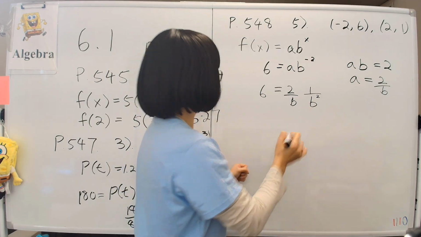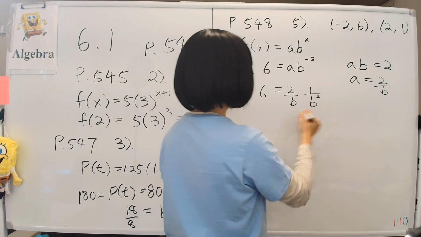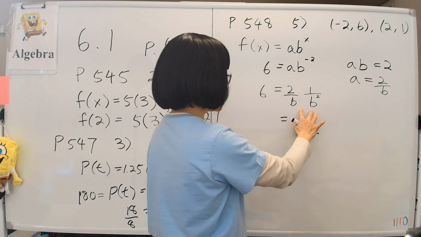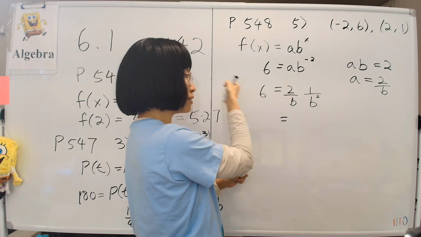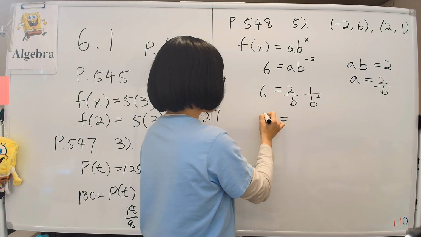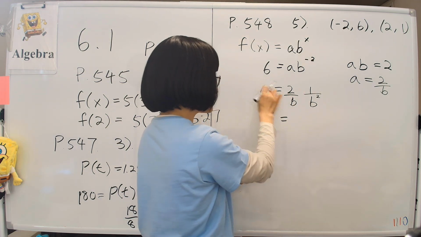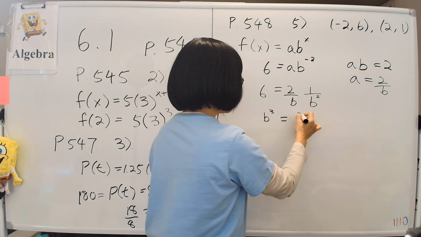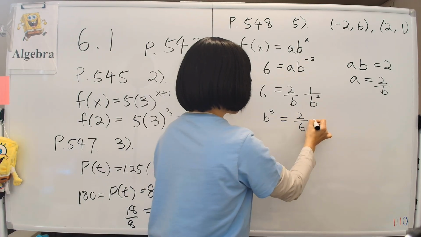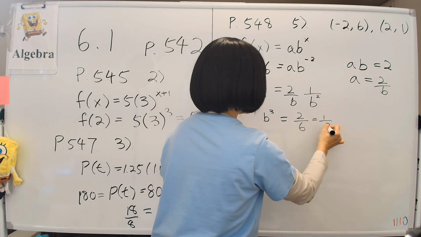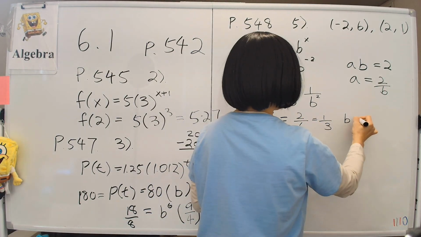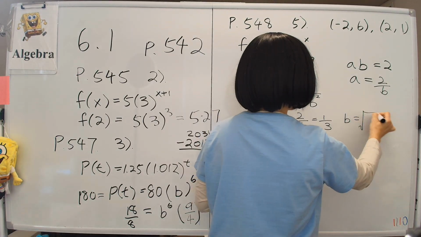B is on the bottom here, so let's move B across the equation sign to the top. That becomes B cubed up here, okay? And then move the 6 across the equal sign down to the bottom. That's 2 over 6, equal to 1/3. So then B equals the cubic root of 1/3.